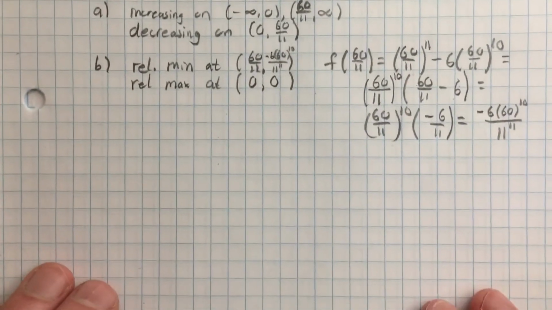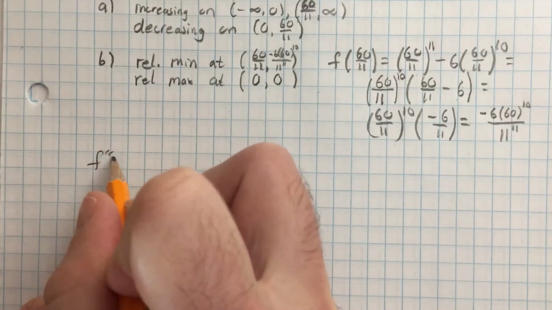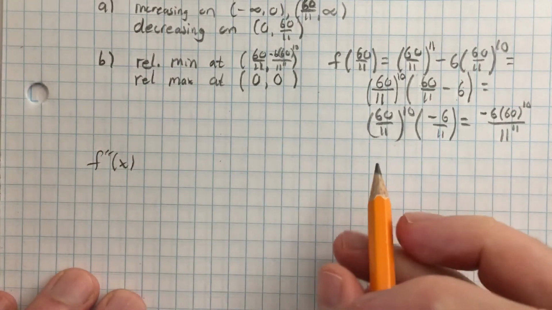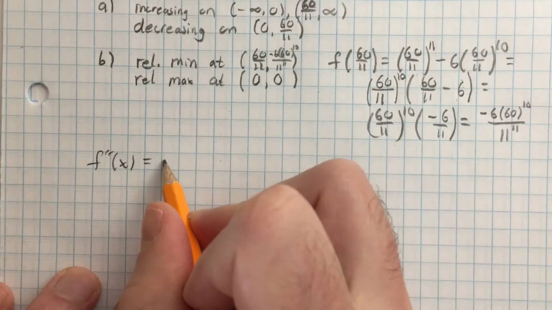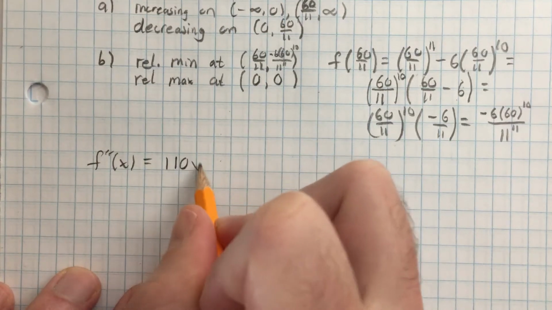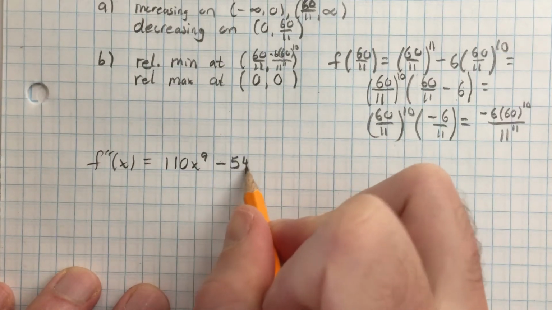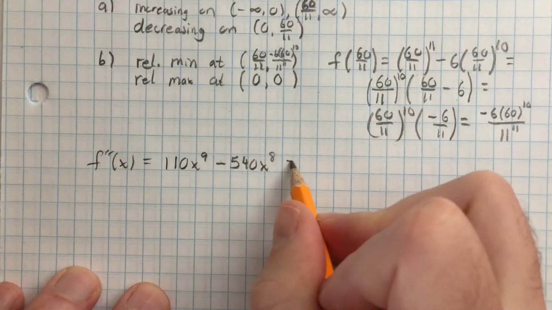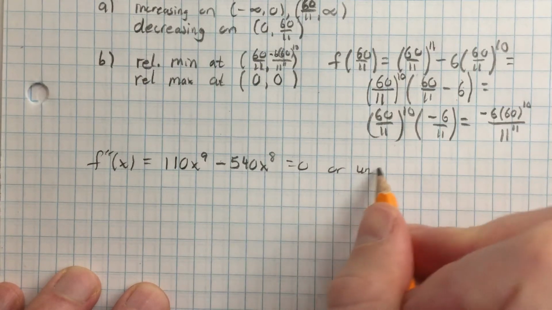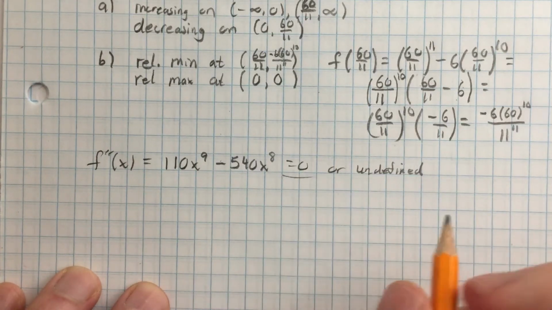Now for the concavity and inflection points. I need a second derivative. So f double prime of x, looking back at f prime and doing a power rule, again, we should have 110 x to the 9th minus 540 x to the 8th, equal to 0 or undefined. As before, it turns out we're really just looking at equal to 0.